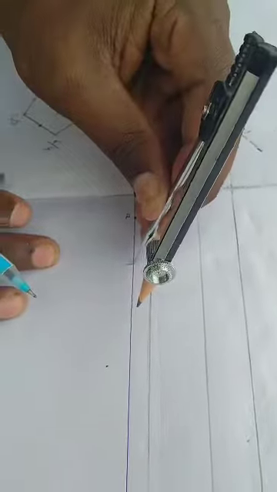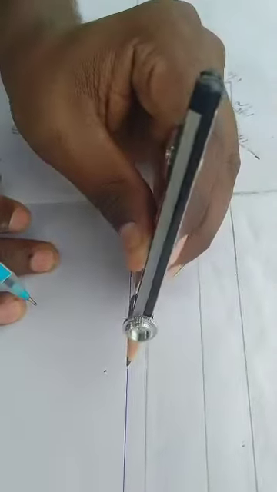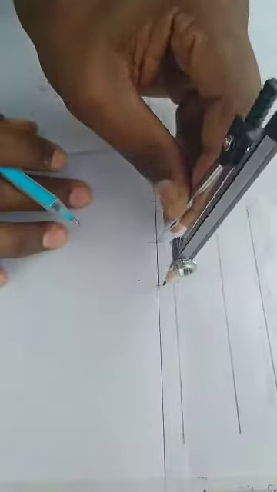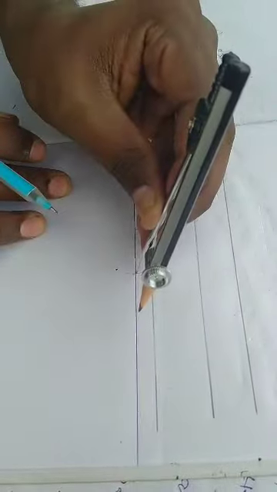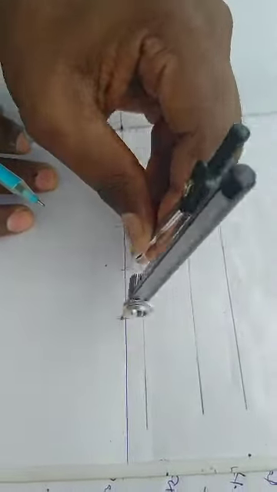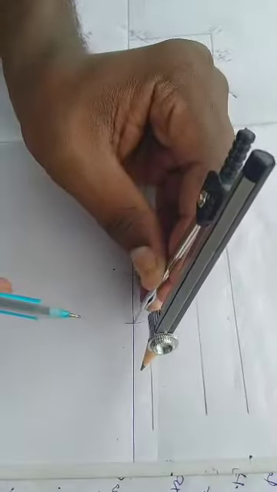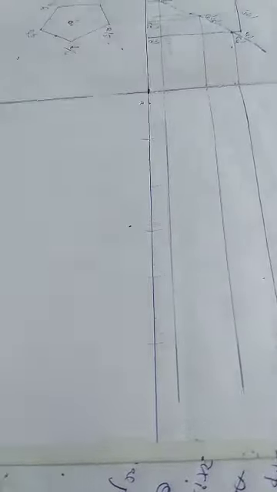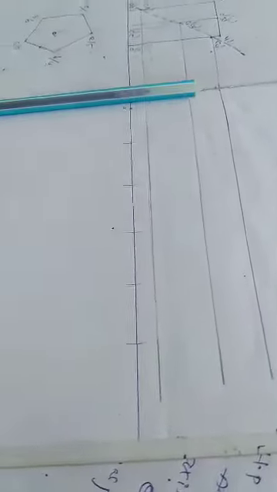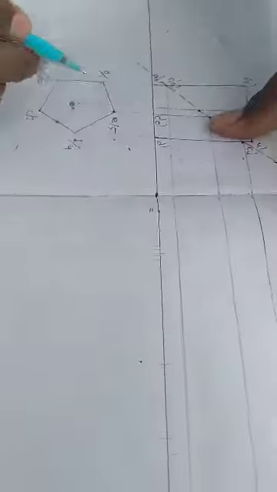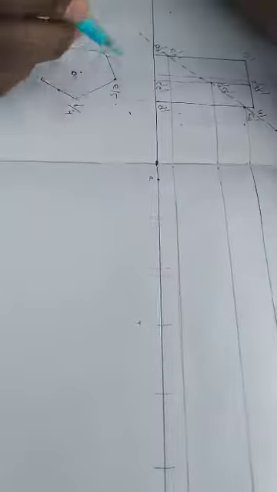Okay, make an arc on the baseline. Make an arc of baselines up to 5 edges. 1, 2, 3, 4, the next 5th edge. Next, observe carefully when you unfold this object from A.